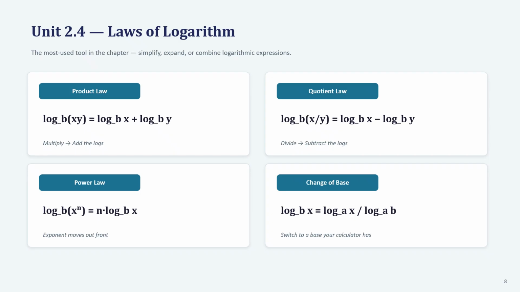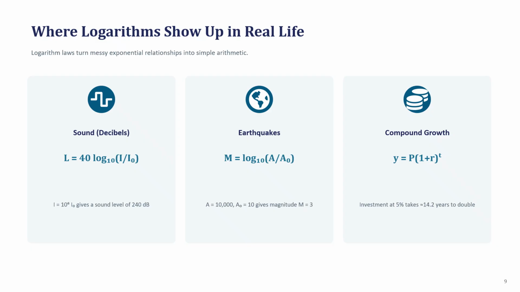Second is the quotient law. When numbers are divided, we split them by subtracting the logs. Log base b of x over y equals log base b of x minus log base b of y. Third is the power law. If the argument has an exponent, that power jumps right to the front of the log. Log base b of x to the power of n equals n times log base b of x. And finally, we have the change of base law, which allows us to convert a log to any new base we need.